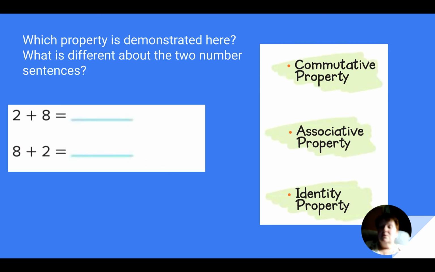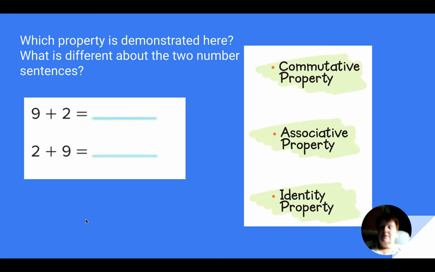How about this one? 2 plus 8 and 8 plus 2. Which property is demonstrated here? What's different about the number sentences? Right, only the order of the digits has changed. Which one says that the order of the digits does not matter? The order of the addends does not change the sum. The order in which the addends are added does not change the sum. That one would be the commutative property.